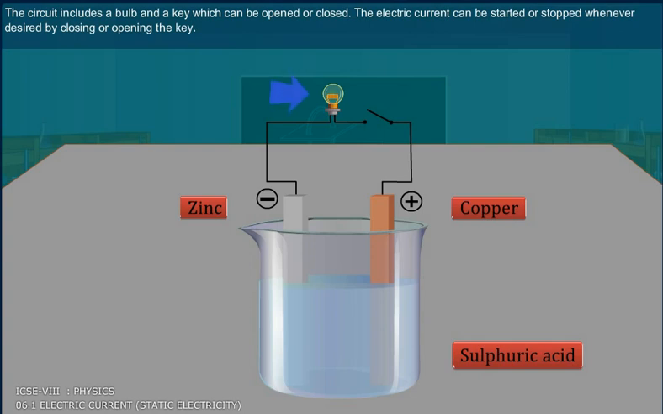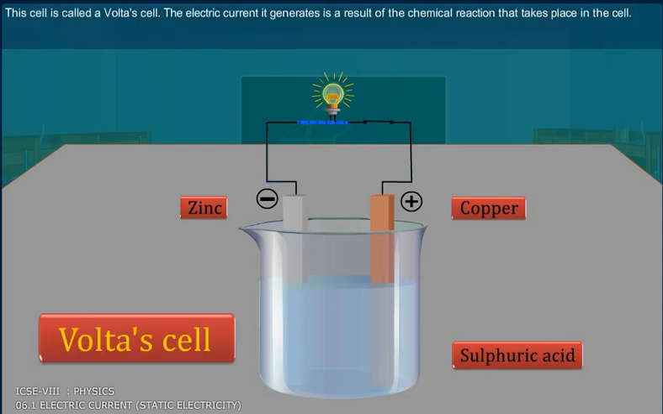The circuit includes a bulb and a key which can be opened or closed. The electric current can be started or stopped whenever desired by closing or by opening the key. This cell is called a Volta cell. The electric current it generates is a result of the chemical reaction that takes place in the cell.